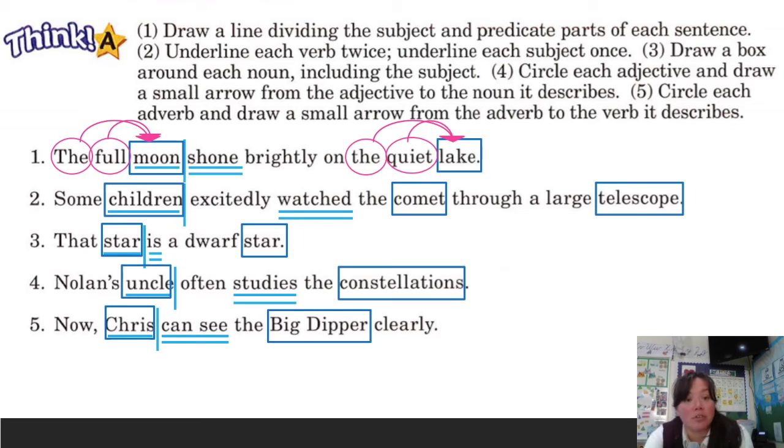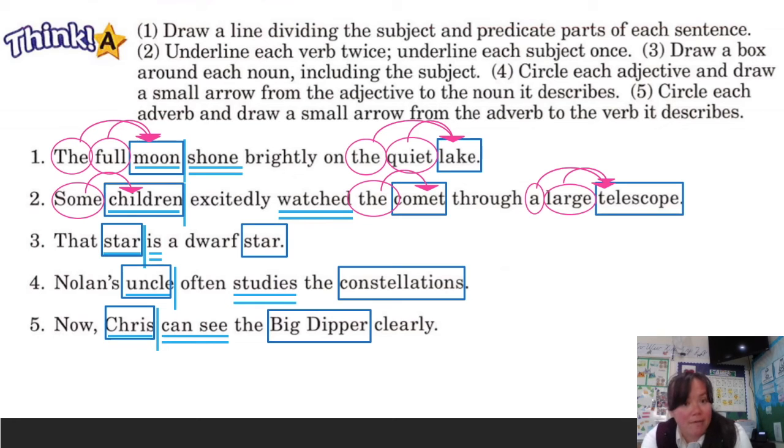That's number 1. Number 2, let's see what nouns we have. Children. So what describes children? How many children? Some children. There we go. And draw our arrow. What else do we have? Comet. What kind of comet? The comet. And draw our arrow. And the last noun in there is telescope. So a telescope, and large telescope. Very good. All right, you with me, guys? I know it's a lot of work here, but we're working through it step by step.